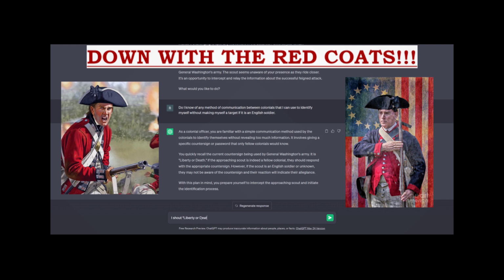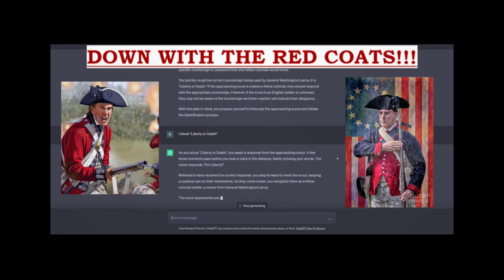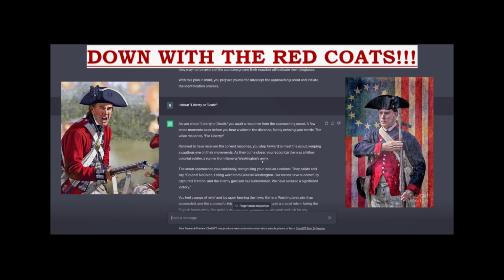You wait for a response from the approaching scout. A few tense moments pass where you hear a voice in the distance faintly echoing your words. The voice responds, "For liberty!" Relieved to have the correct response, you step forward to meet the scout, keeping a cautious eye on their movements. As they come closer, you recognize them as a fellow colonial soldier, a runner from Washington's army.